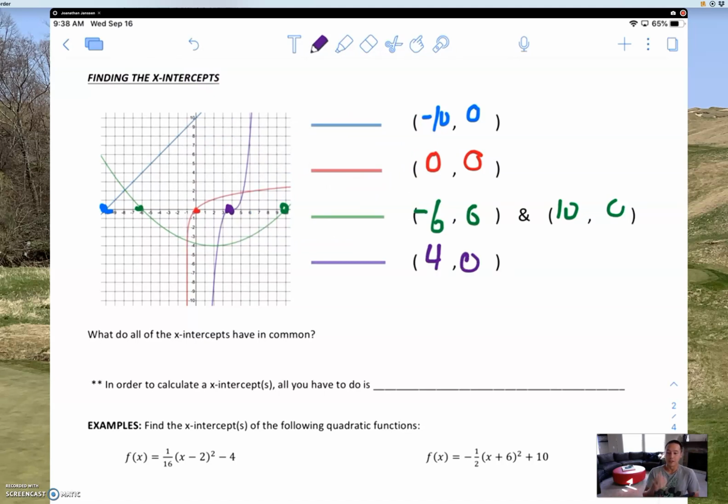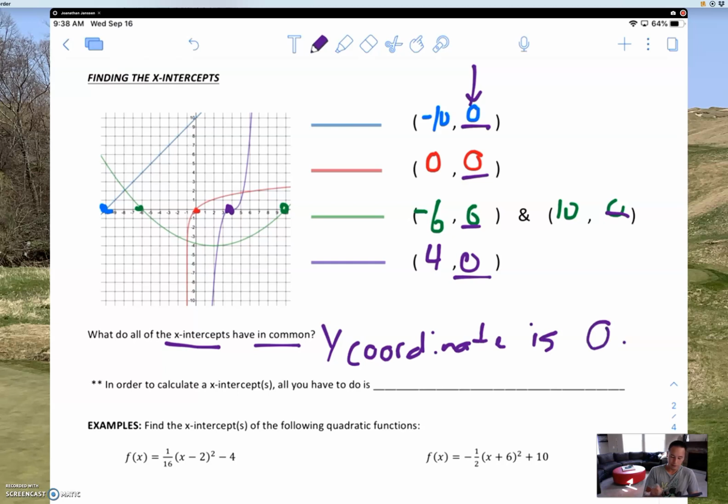Hopefully you're looking at this and you notice something once again. What do all of the X-intercepts have in common? If you look here, 0, 0, 0, 0, 0. Every single X-intercept, no matter what the X coordinate is, has a Y coordinate of 0. So once again, to find an X-intercept, all you have to do is replace Y with 0.